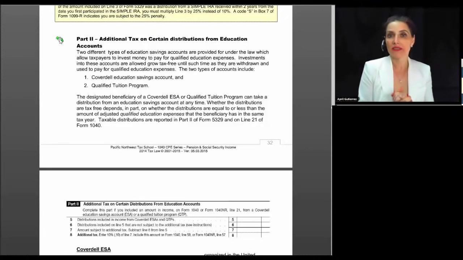And since I've seen a few instances of this in the last year, I'm figuring it's happening all over the place, that it must be one of the latest things that the IRS is focusing in on, and it's just time to get everyone up to speed on what to do. So today, for the first time in my class, I've got a new section where we're going to focus on Part 2 of Form 5329, which has to do with additional tax on certain distributions from education accounts.